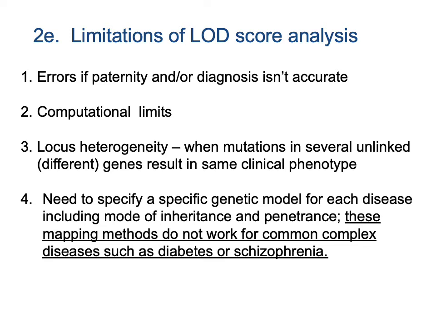So basically, you need to specify a specific genetic model for each disease. You need to try to figure out the mode of inheritance, which is why we talked about pedigrees. You need to try to get a handle on how penetrant the disease is, so you know how accurate the phenotypes are for the family members. And again, these mapping methods are not going to be applied for the common complex diseases. But you will see when you're reading papers on any of the monogenic diseases, you will see that people use this pedigree LOD score approach to try to map the disease gene.